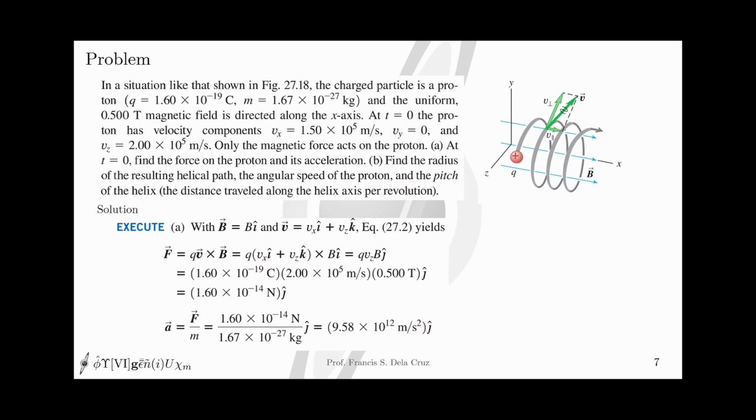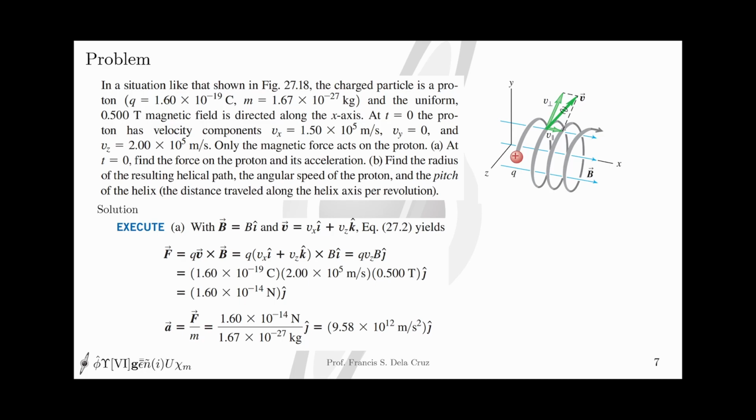Next problem. In a situation like this shown in this figure, the charged particle is a proton, and the uniform 0.5 Tesla magnetic field is directed along the x-axis. At t equals 0, the proton has velocity components Vx equals 1.50 times 10 raised to 5 meters per second, Vy equals 0, and Vz equals 2 times 10 raised to 5 meters per second. Only the magnetic force acts on the proton.